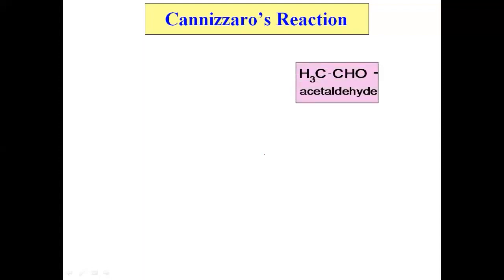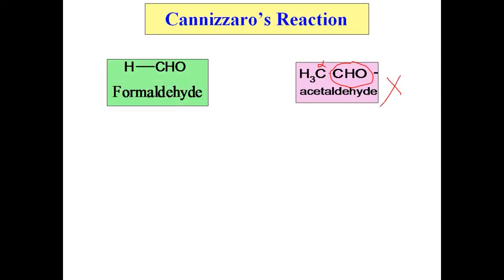This is acetaldehyde. In acetaldehyde, the CHO group is the functional group. The first carbon from the functional group is the alpha carbon, and hydrogen atoms present on the alpha carbon are called alpha hydrogen atoms. How many alpha hydrogen atoms are there in acetaldehyde? It has 3 alpha hydrogen atoms, and therefore acetaldehyde does not show the Cannizzaro reaction, because it has alpha hydrogen atoms.